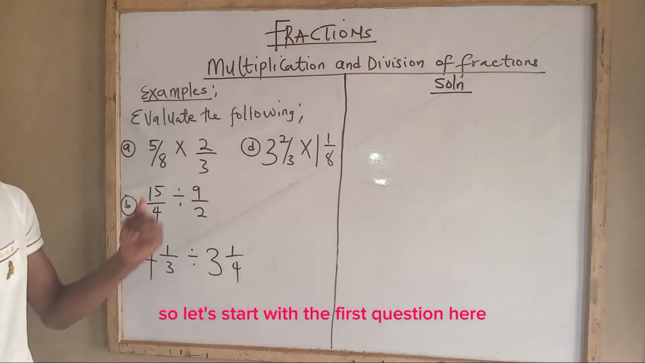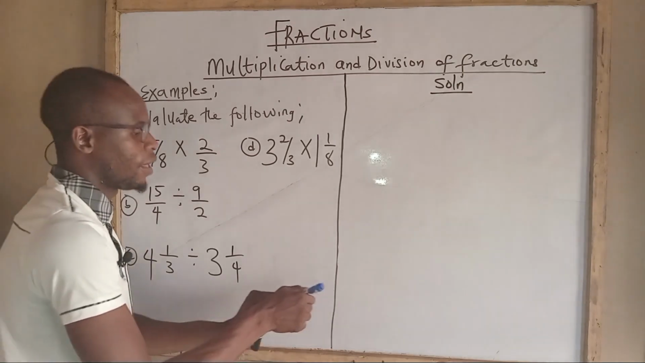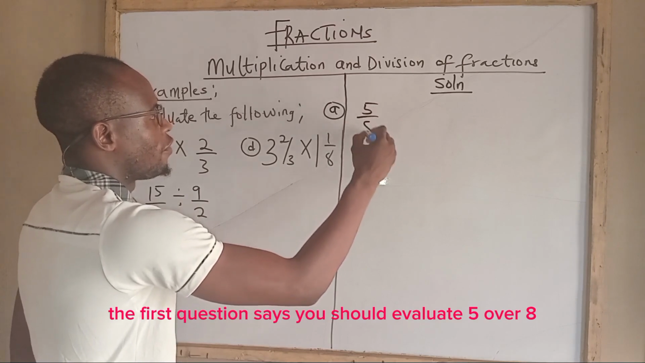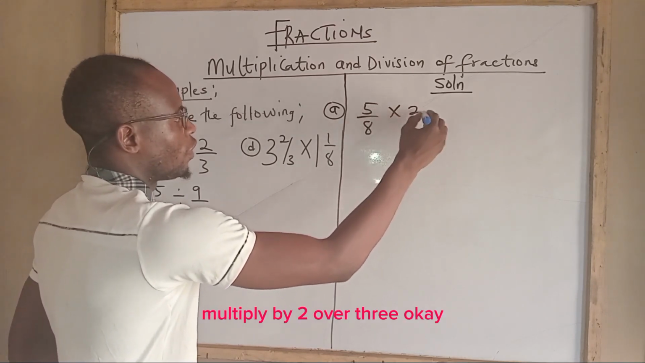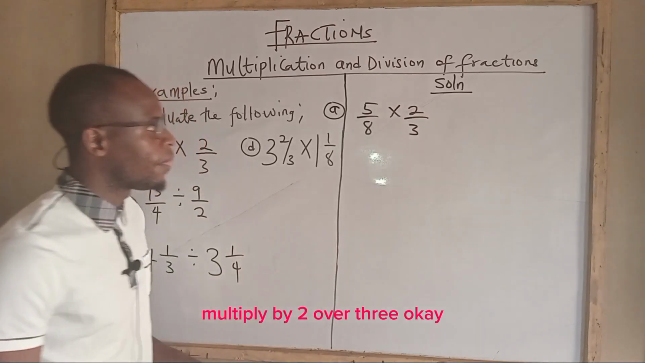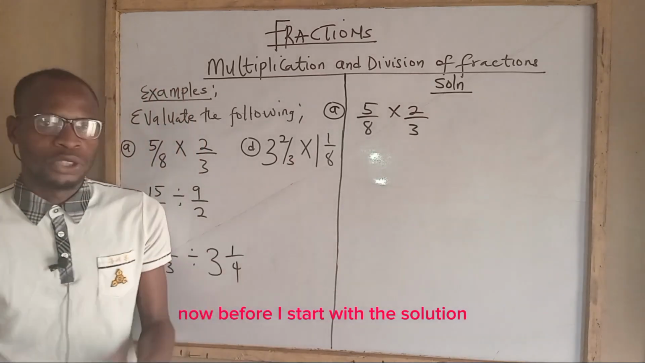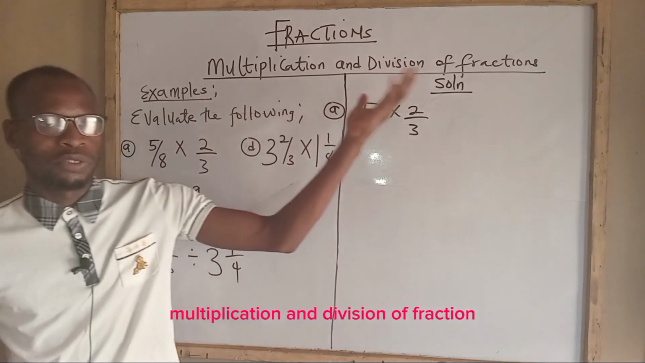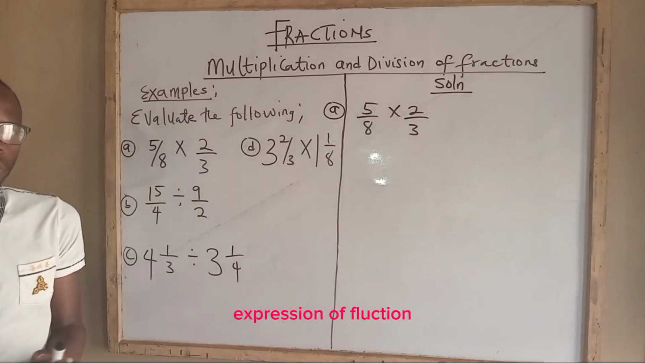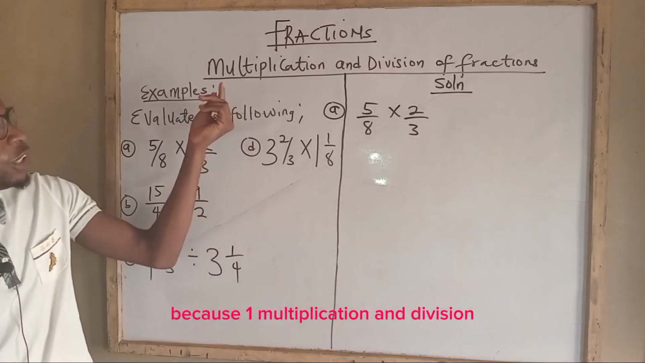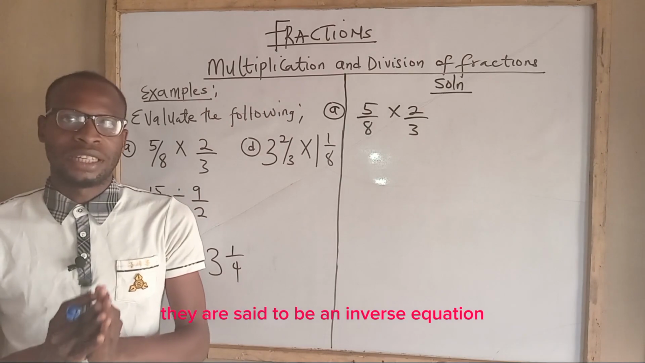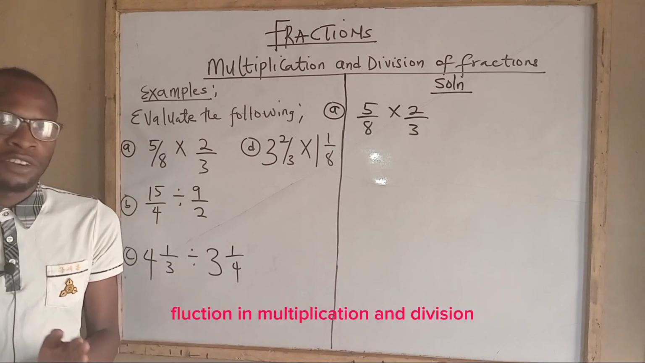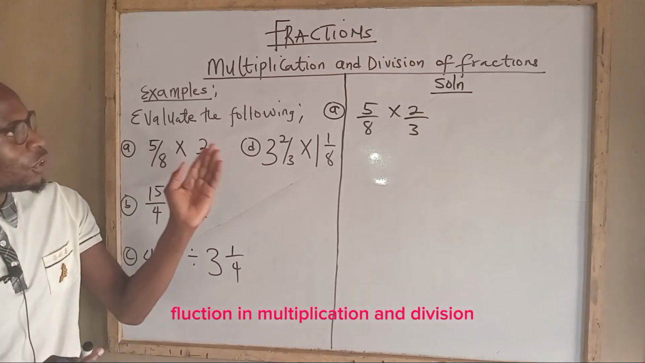So let's start with the first question here. The first question says we should evaluate 5 over 8 multiplied by 2 over 3. Okay? Now, before I start with the solution, you should note that multiplication and division of fractions is quite different from addition and subtraction of fractions, because both multiplication and division are said to be inverse operations. So there is availability of flipping. That's why we can flip fractions in multiplication and division.